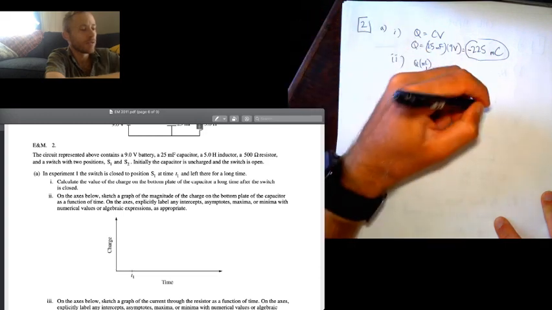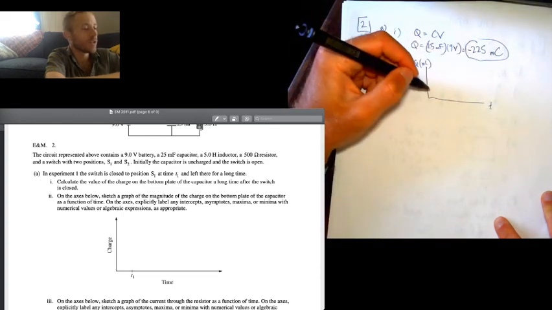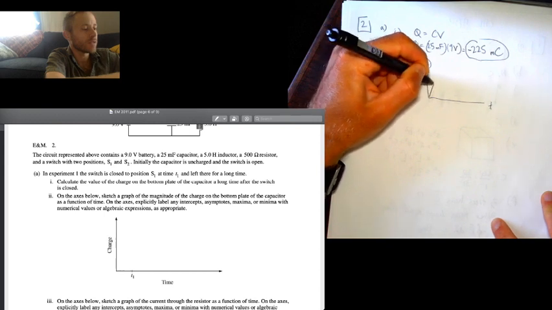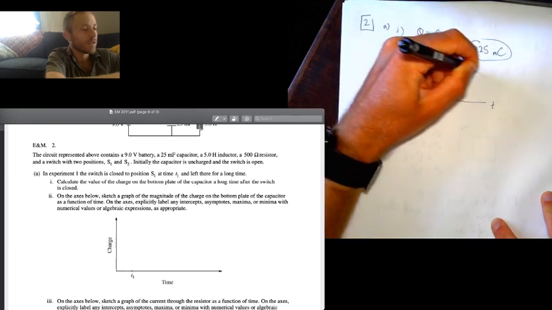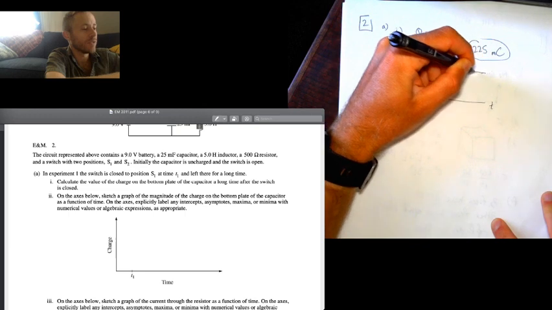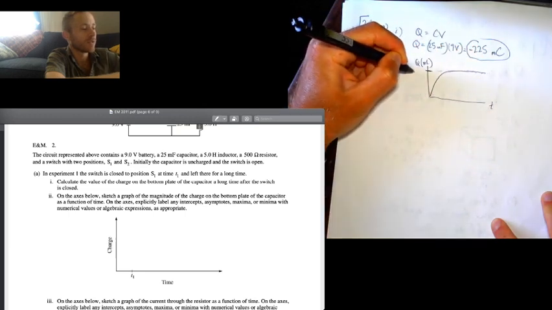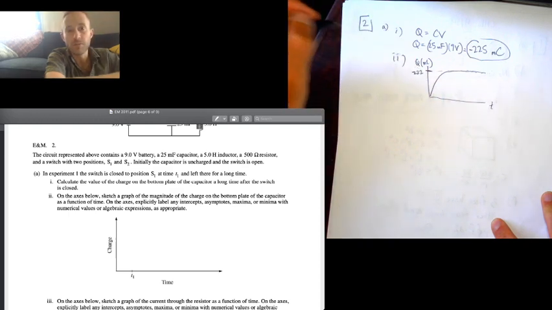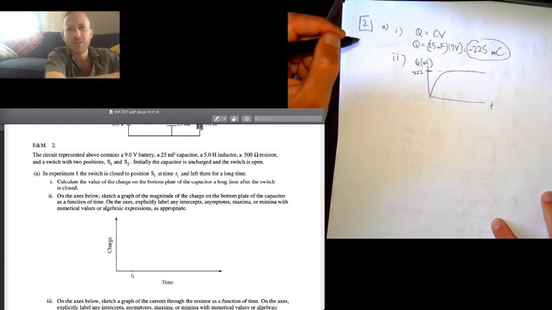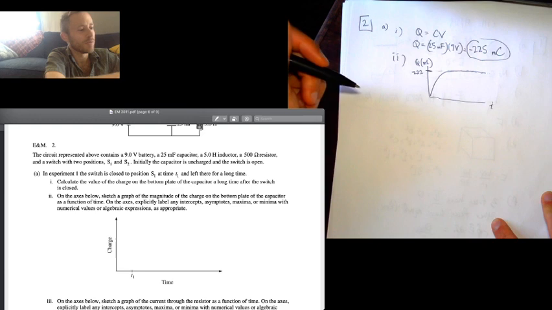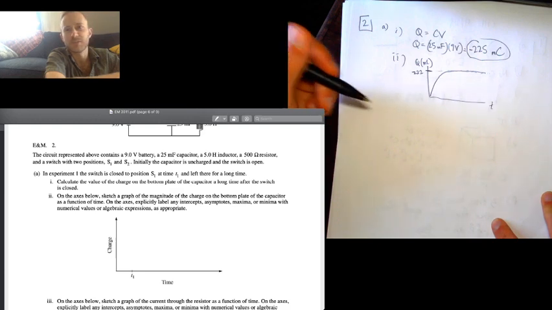Okay, versus time. So I know that the charging of the capacitor looks like this. The asymptote is going to be the value that we got in part 1, 225 millicoulombs. I feel like I'm saying millicoulombs almost like millicounis. They almost sound the same.